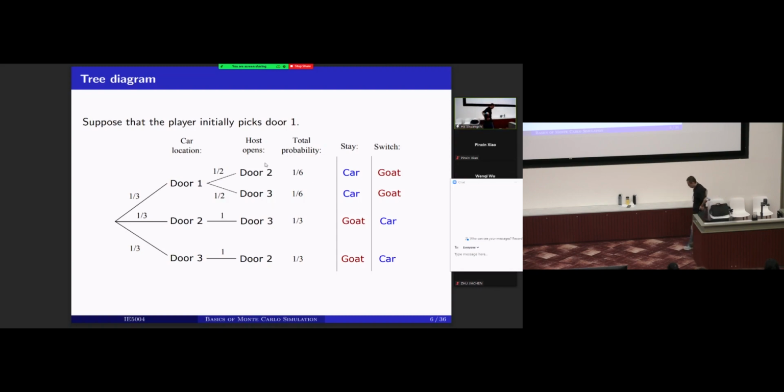So first, we know that before the host shows you a goat, you just pick one, right? You just pick a door. At this time, the chance that the car is behind the door is just 1/3, right? Because we assume that you selected door 1, the probability that the car is behind door 1 is 1/3, behind door 2 or door 3 is also 1/3, right? So that's the first level of this tree diagram.